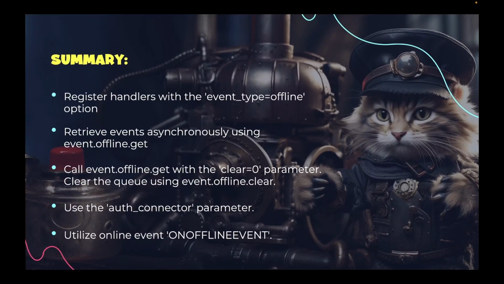So let's sum it up. Register event handlers with the option event_type equals offline to independently fetch events later. Retrieve event packages asynchronously using the event.offline.get method. It's advisable to call this method with the parameter clear equals 0, to clear the queue only after successfully processing received events. Clear the queue using the event.offline.clear method. Use the auth connector parameter to avoid unnecessary cyclic events. And utilize the special event ONOFFLINEEVENT to promptly receive signals about new offline events.